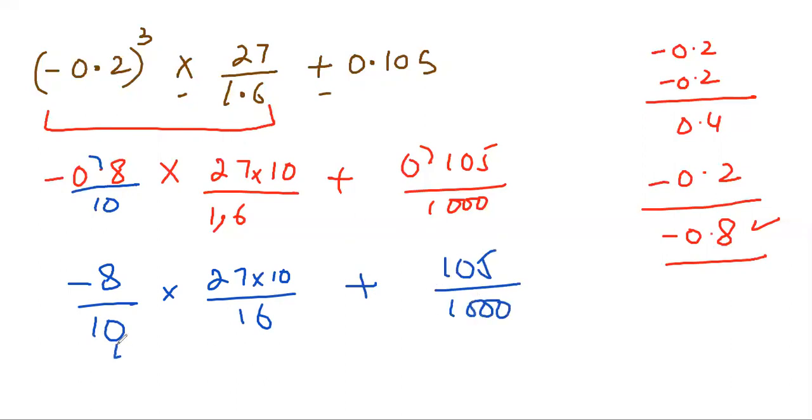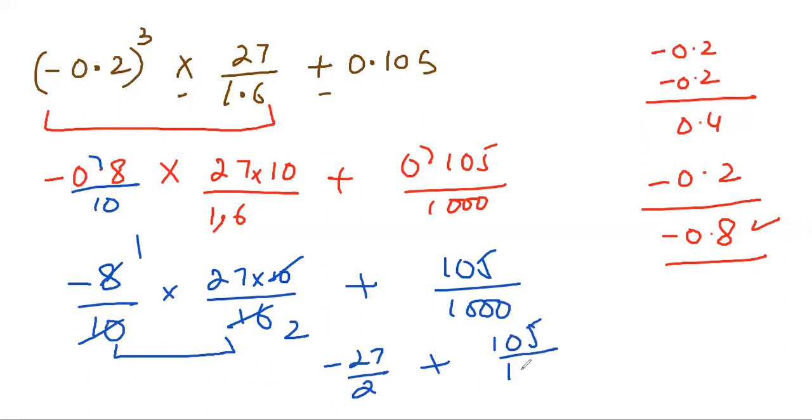Okay, so we know we are going to first deal with this because the multiplication operation comes first. 10 cancelled with 10. 8 times 1 is 8, 8 times 2 is 16. So what we get is minus 27 by 2 plus 105 by 1000.